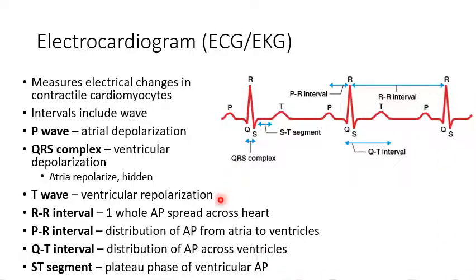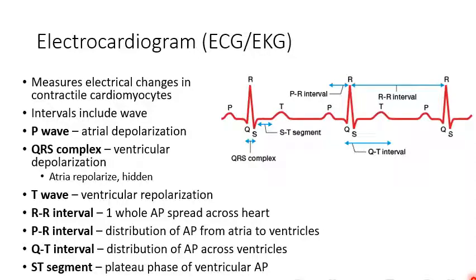Then you have the PR interval that includes the P and R waves. That is the time it takes for an action potential to move from the atria to the ventricles. And that would be delayed by the AV node. So the space between the P and the R wave is created by the delaying action of the AV node as it conducts the action potential from the atria to the ventricles.